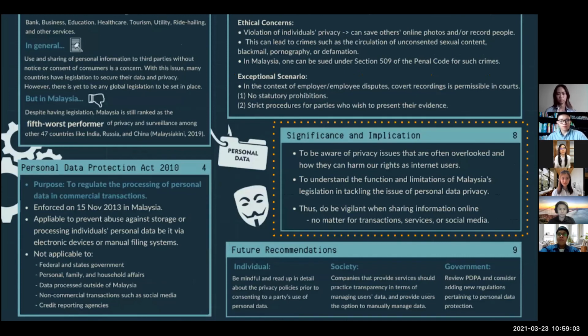My name is Chi Hui. The significance of our topic is to understand how privacy issues are often overlooked and how technology poses a threat in violating users' rights to privacy. The second implication is to allow Malaysians who may not be fully aware of the functions and limitations of Malaysia's legislations on personal data privacy to have a better understanding of their legal rights.